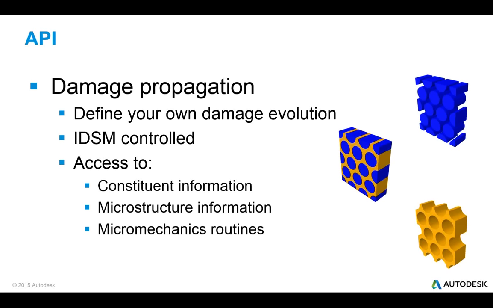That's a great new feature that's added in this API. Again, we give the users access to constituent information like the fiber volume fractions, the material properties of the fiber and the matrix, and what type of microstructure it is. And finally, we also offer them access to what we call our micromechanics routines. What that means is if I degrade the properties of the fiber or matrix, I need to be able to predict what happens at the composite or lamina level. We give you access to a routine that will take those two material properties and spit out what the properties of the composite are. So that's a great little addition as well.